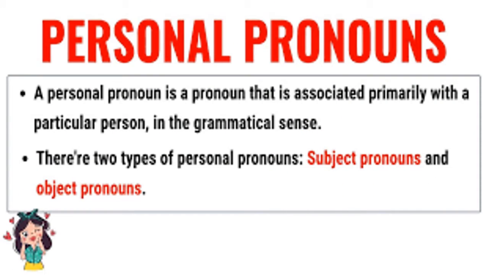A personal pronoun is a pronoun that is associated primarily with a particular person in the grammatical sense. That means personal pronouns are those pronouns that stand for people or things, and they depend on the person, number and gender of the noun. And there are 2 types of personal pronouns. The first one, subject pronouns, and the second one, object pronouns.